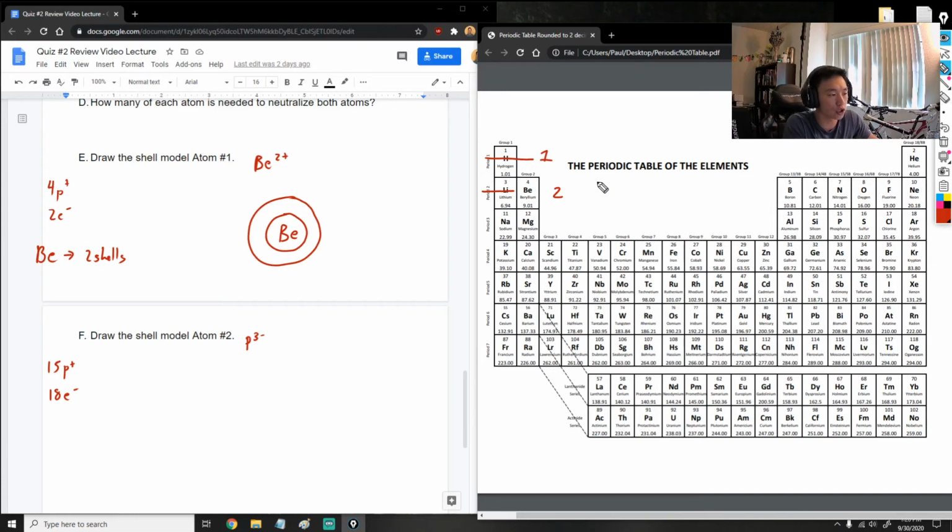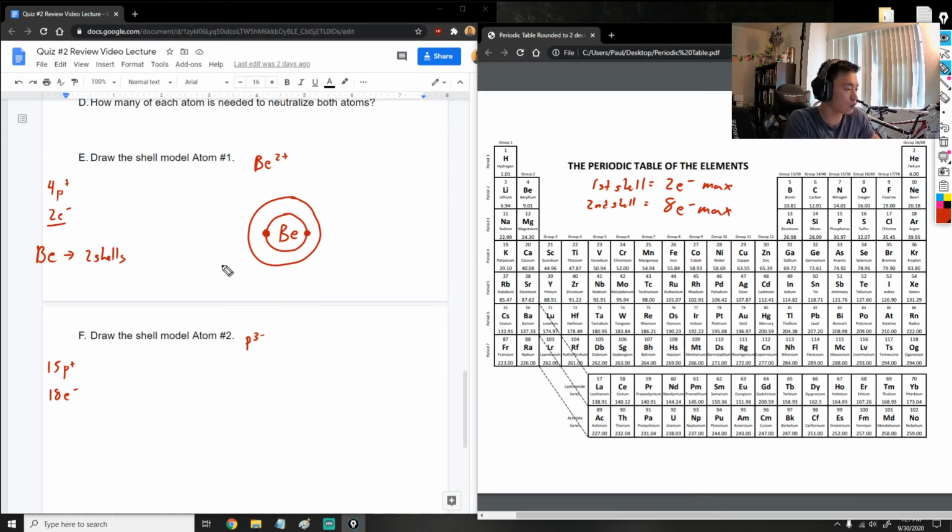Now, if you remember from earlier, the first shell is the first row. The first row has 1 box, 2 boxes. Since there are 2 boxes, it can hold 2 electrons max. The second shell, since it has 1, 2, 3, 4, 5, 6, 7, 8 boxes, can hold 8 electrons max. And so we're going to draw the electrons into the shells, starting from the inside out. Be2+ has 2 electrons, and the first shell can hold 2 electrons max. So we're going to draw 1, 2 electrons.